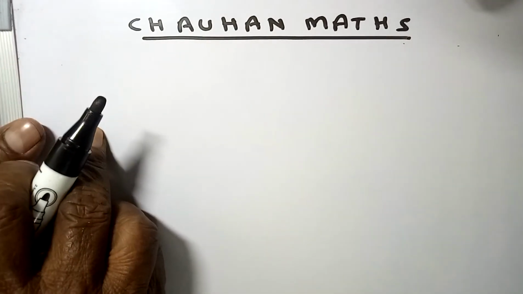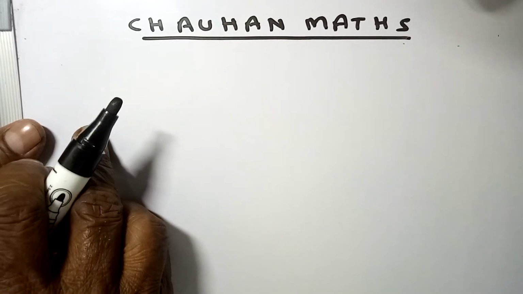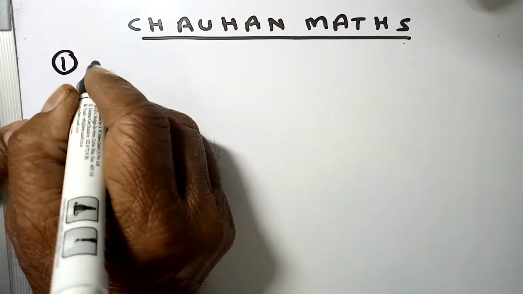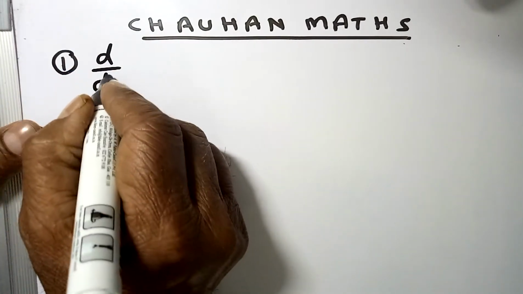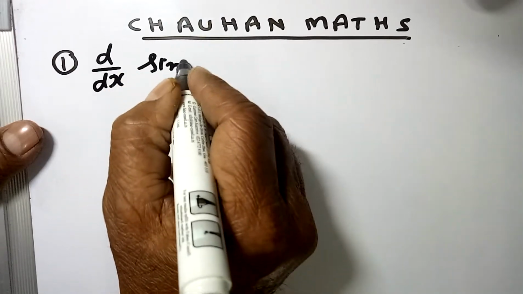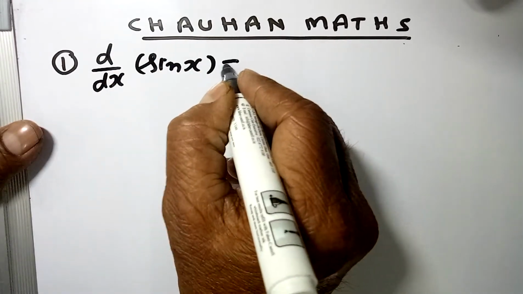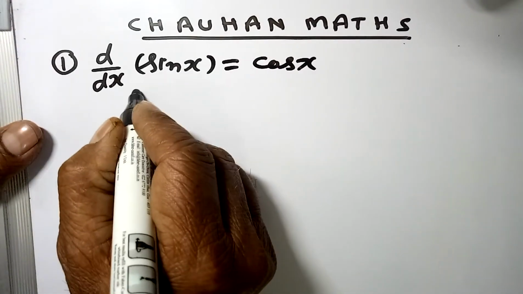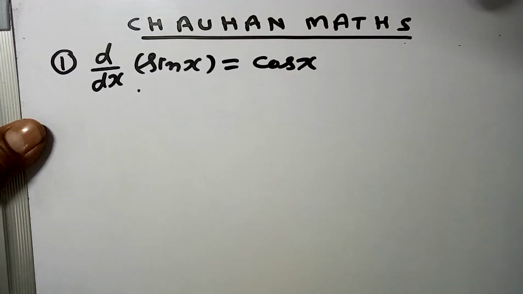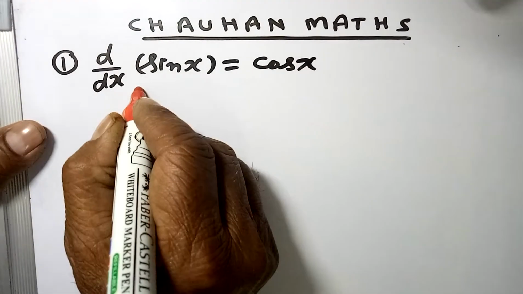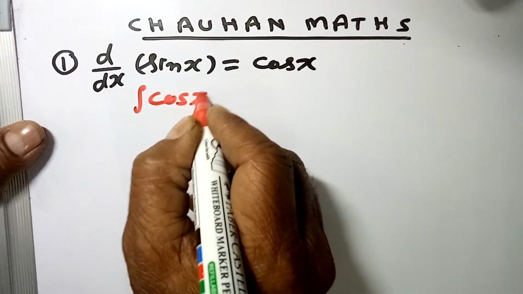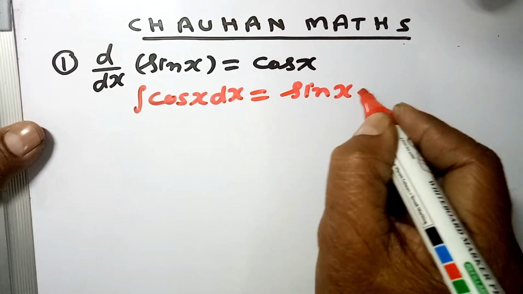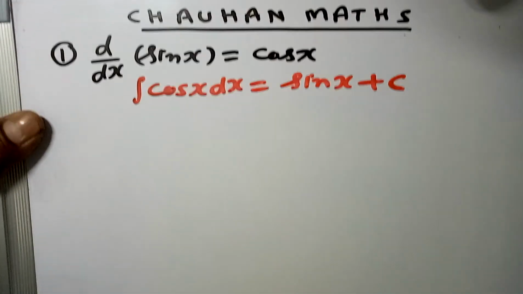Today we will discuss some basic formulae of integration. Formula number 1. d dx of sin x. As we know, the derivative of sin x is cos x, and therefore the integral of cos x is equal to sin x. Because of this, the integral of cos x can be defined, and it is sin x plus constant of integration.